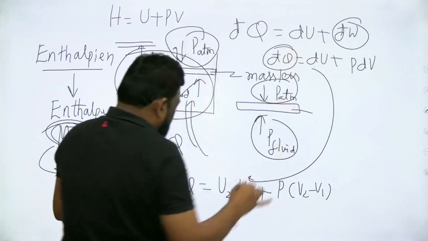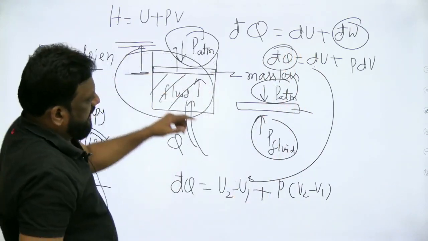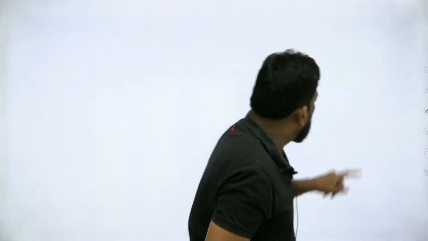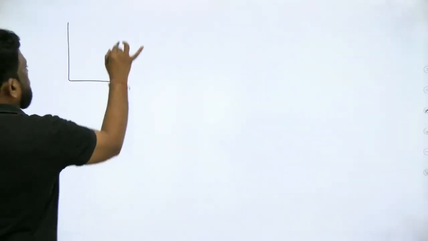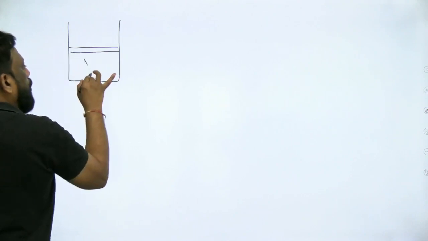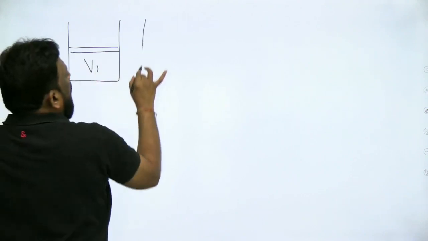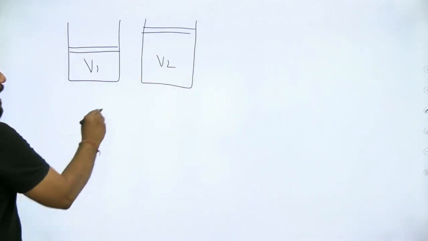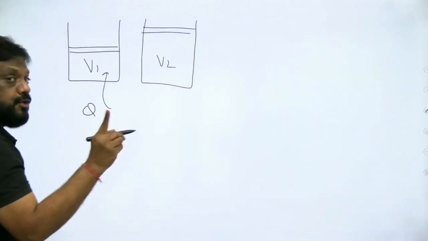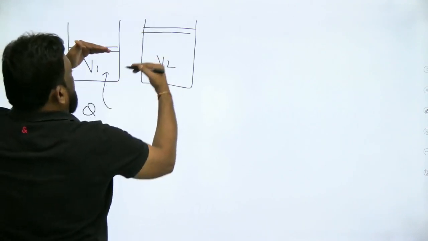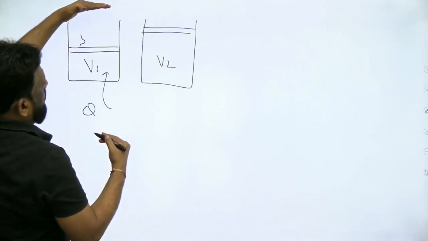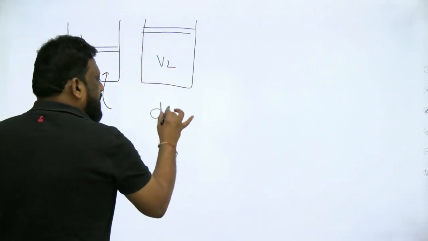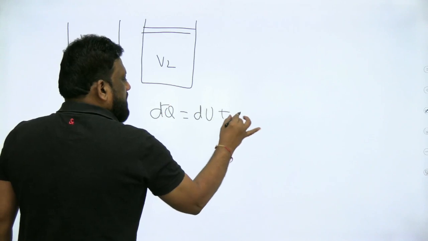So whatever heat you have supplied initially, a second please, I'll make it very clear, sirs. Do not worry. There is a system. Let the volume be V1 and now I am heating. Afterwards, let us say this is the volume V2. I am supplying heat and what is constant? The pressure is constant and it is moving slowly in a quasi-static manner and there is no friction, therefore it is reversible. So therefore d'Q is equal to dU plus d'W.